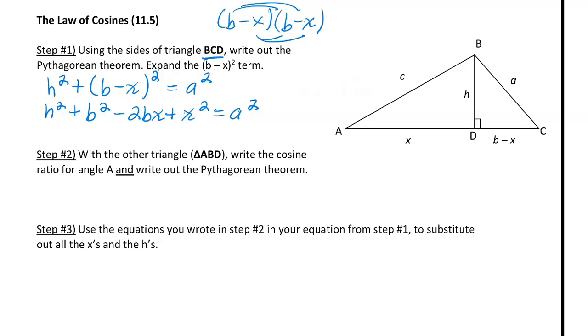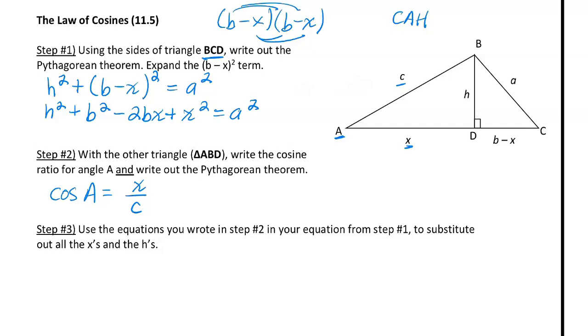With the other triangle, triangle ABD, it's also a right triangle. Write the cosine ratio for angle A, so this angle A, and write out the Pythagorean theorem with these side lengths. So first, we have cosine of angle A. Here's angle A. Cosine would be adjacent over hypotenuse. The adjacent side is x, and the hypotenuse of the right triangle is c.